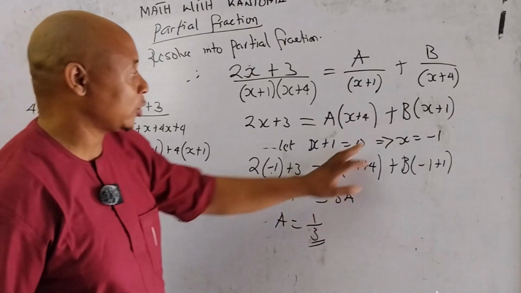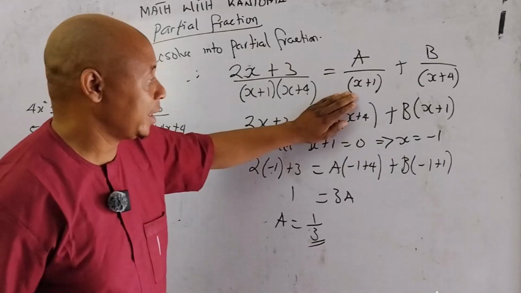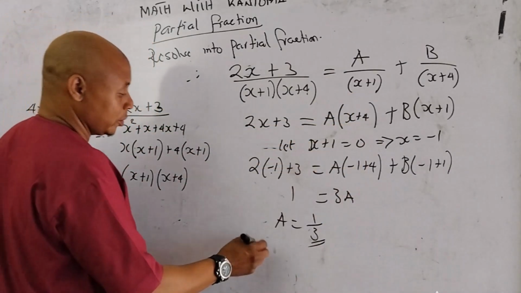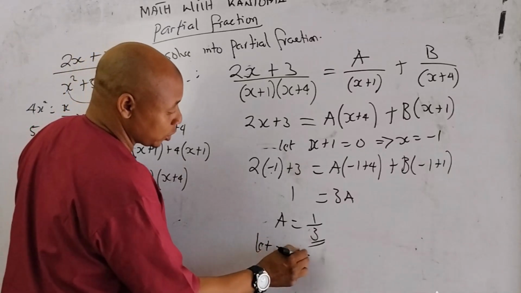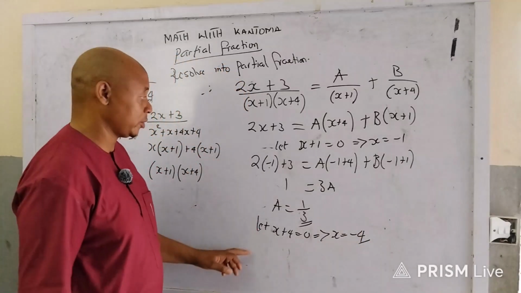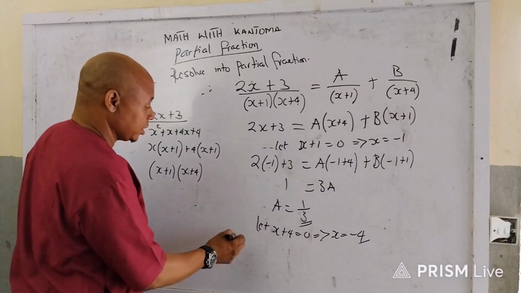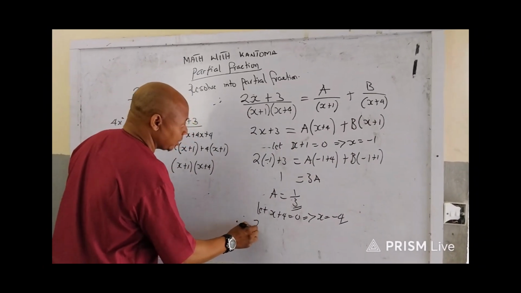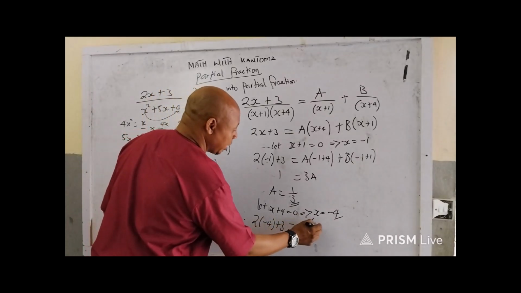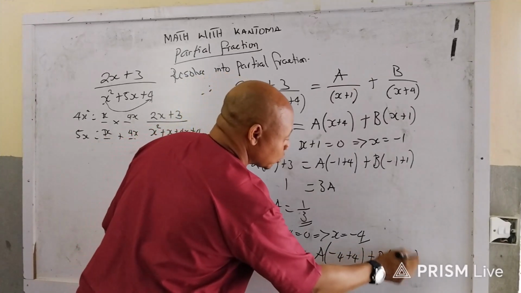So if a is 1 over 3, I can also find b using the cover-up method. I want to cover a now and find b. To cover a, we must let a be 0. Therefore, let this function x plus 4 be equal to 0. This implies that x is equal to minus 4. So when x is minus 4, we substitute x to be minus 4 in the whole of this equation to find the corresponding value of b. So we put x to be minus 4, we have 2 times minus 4 plus 3 is equal to a into minus 4 plus 4 plus b into minus 4 plus 1.